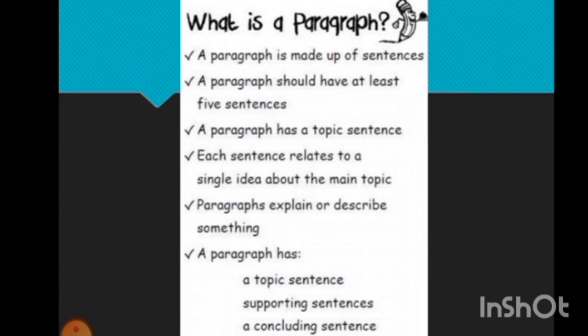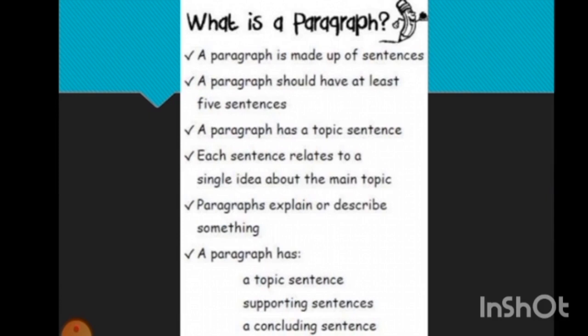A paragraph is made up of sentences. A paragraph should have at least 5 sentences. A paragraph has a topic sentence. Each sentence relates to a single idea about the main topic. Paragraphs explain or describe something. A paragraph has a topic sentence, supporting sentences, and a concluding sentence.